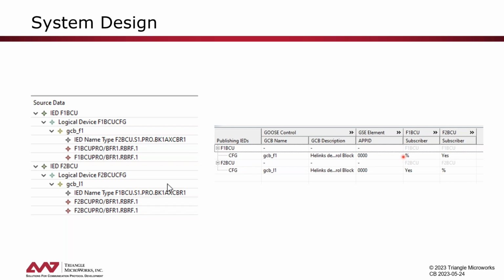Here we see an extract that shows our GOOSE matrix. So we see that the GOOSE message from the F1 BCU is subscribed by the F2 BCU, and the GOOSE message from the F2 BCU is subscribed by the F1 BCU. Okay, now that we have made the design, we can load that design in our tools, and Jackson will show how that is done, and we'll do a simulation of that basically.